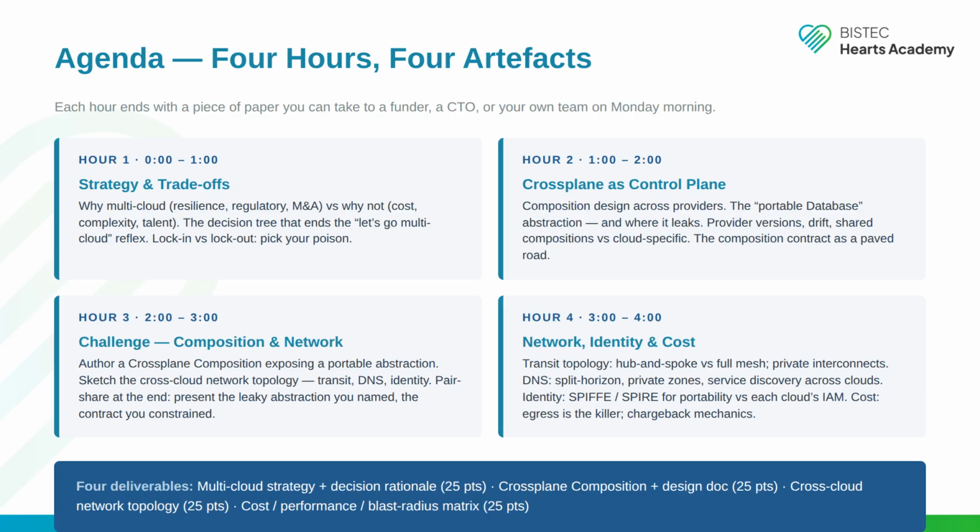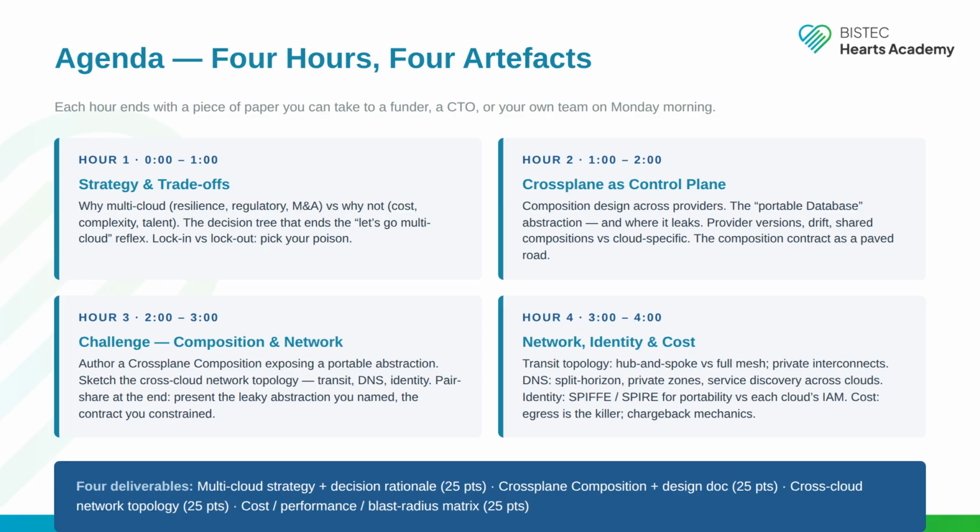Hour 2 is Crossplane as control plane. The anatomy of providers, XRDs, compositions, and claims. The portable database abstraction and where it leaks. The composition trade-offs: one composition across clouds, per-cloud compositions behind one XRD, or cloud-specific XRDs. Each pattern has a constraint. Pick the constraint that matches your portability promise.